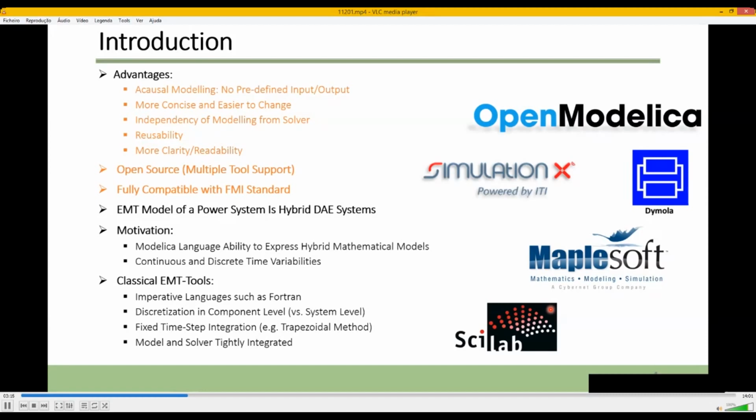Okay, let's come back to our application. The dynamic model of a power system is a hybrid differential algebraic equation system, or DAE. The DAE systems contain discontinuities. These discontinuities represent the action of switches and overexcitation limiter in a controller and etc., which may cause the dynamics of some system variables to alter abruptly. One of the main motivations for the use of Modelica in EMT modeling lies on the ability of the language to express hybrid mathematical models. Modelica provides constructs for expressing both continuous and discrete time variabilities. Historically, the EMT tools use the imperative languages, and often differential algebraics are discretized in component level. The solver is usually trapezoidal, Euler, or combination of them, and model and solver are tightly integrated.